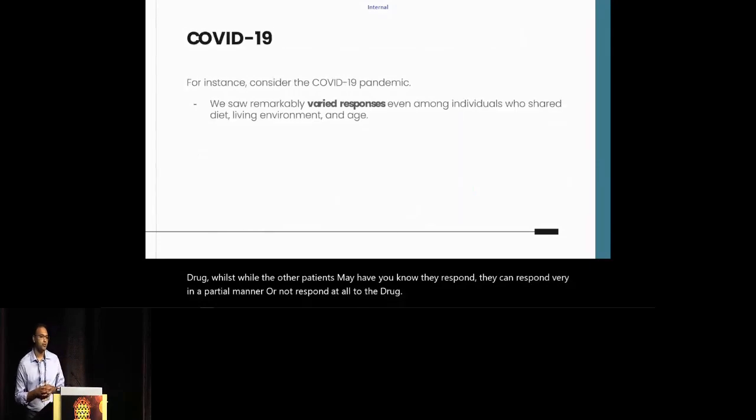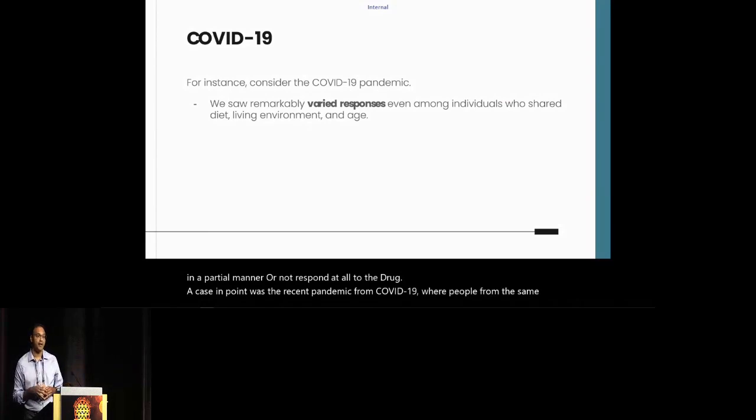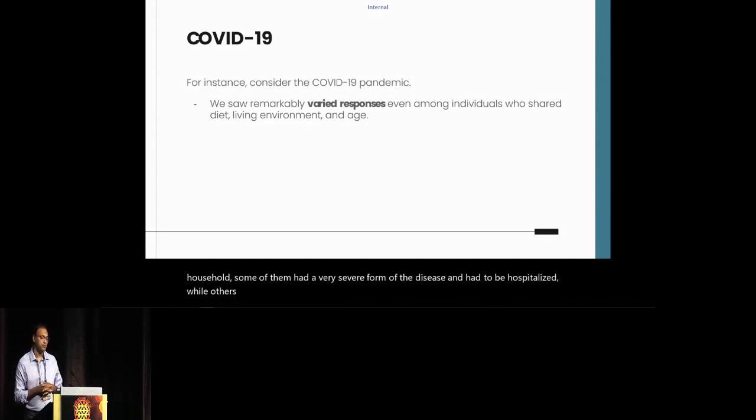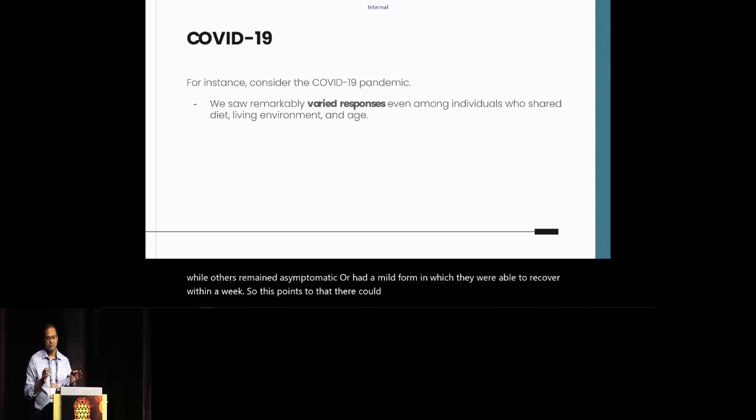A case in point was the recent pandemic from COVID-19, where people from the same household, some of them had a very severe form of the disease and had to be hospitalized, while others remained asymptomatic or had a mild form in which they were able to recover within a week. So this points to there being different subtypes of the disease among patients who are sharing the same diet and having the same environmental factors.